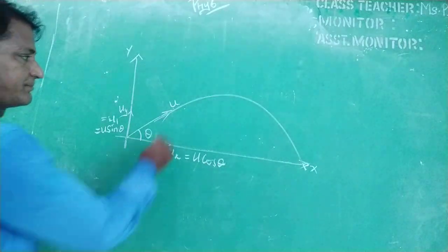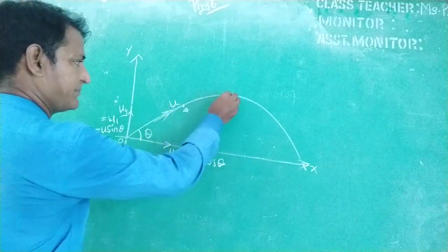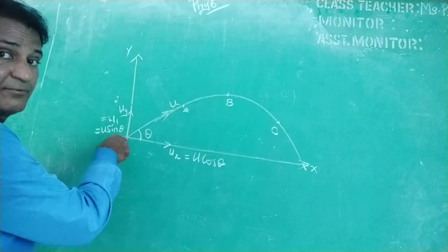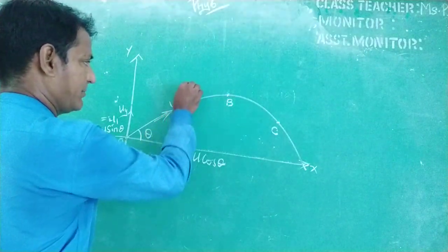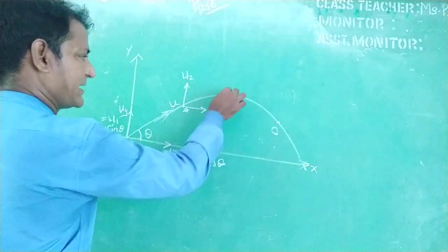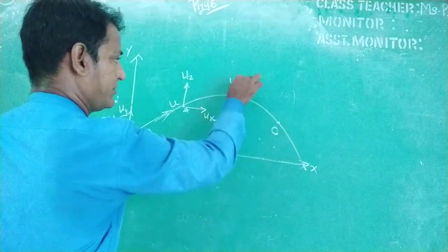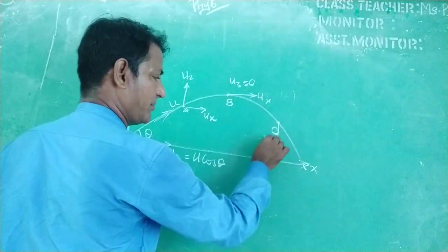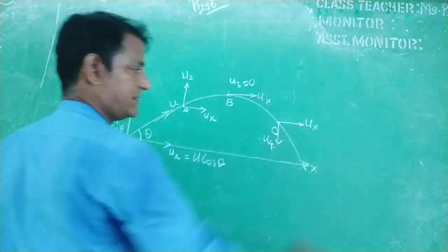Now, if this is the point O, this is the point A, this is the point B, this is the point C. At point O, the vertical component will be u1, the horizontal component will be ux. At the next point, the vertical component will be decreasing to u2, the horizontal component will be ux. At this point, there is no vertical component, u3 will become 0, and this will be the horizontal component. At this point, the vertical component will be increasing as u4, the horizontal component will be the same.